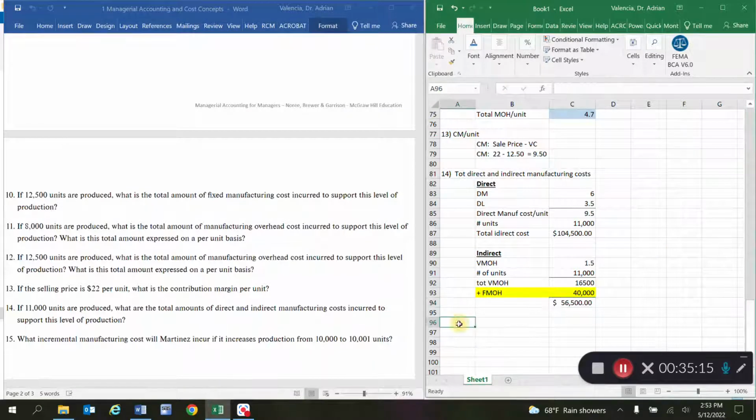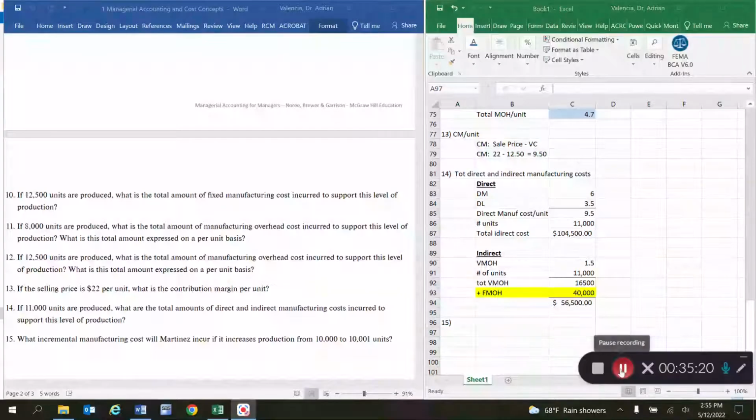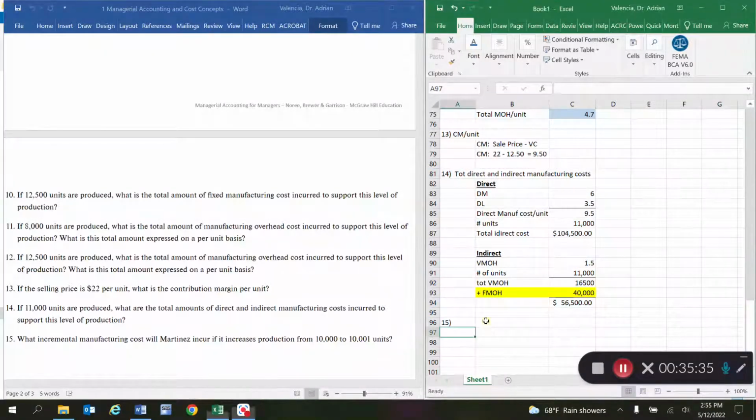All right, and then that takes us to our final question, which is 15. Finally, question number 15 is, what incremental manufacturing costs will Martinez incur if it increases production from 10,000 to 10,001 units? So the only manufacturing costs that will change are the variable manufacturing costs. Now, by the way, your variable selling and administrative expenses will change as well, but they're only asking us right here for variable manufacturing overhead costs.